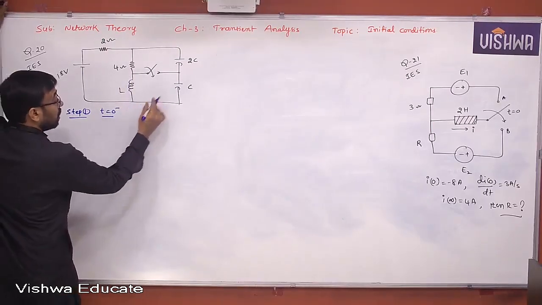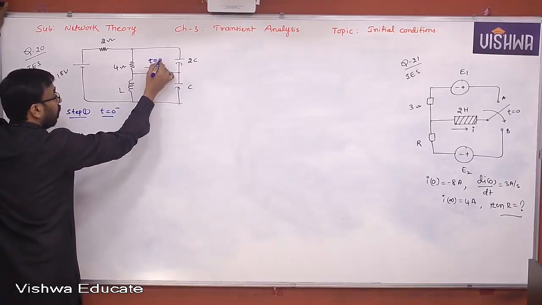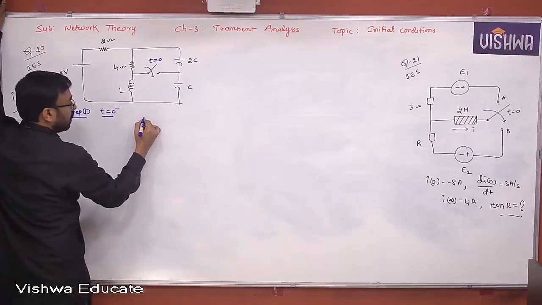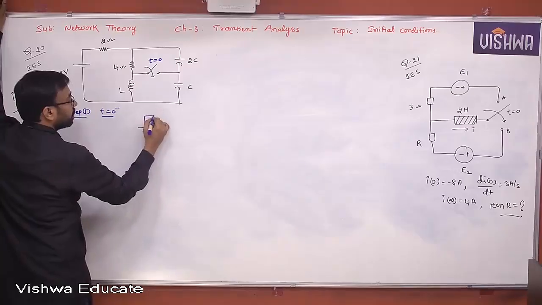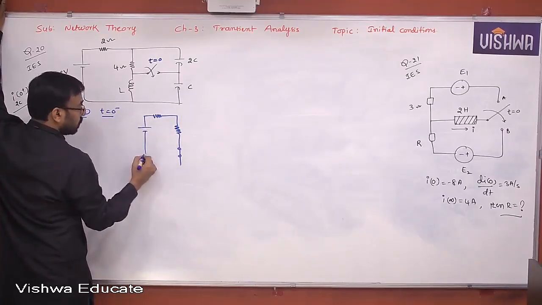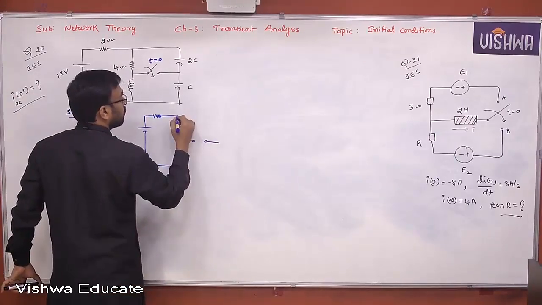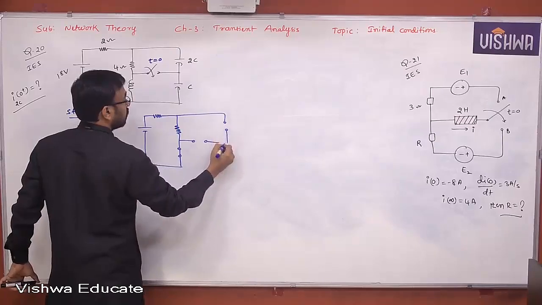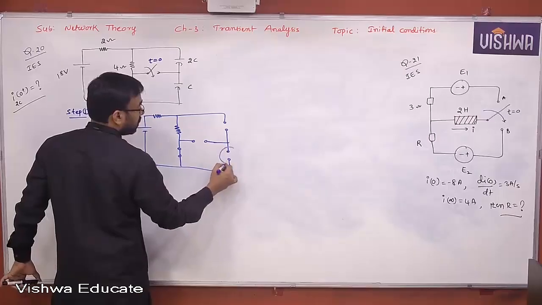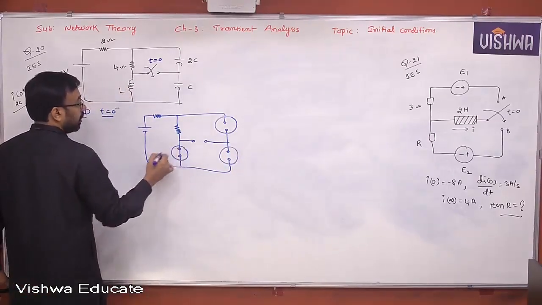Inductor is acting like a short. Capacitors are acting like open circuit. The switch is actually in open condition for t less than 0 or t equal to 0 minus. So what do you get here? I get something like this. Let me draw it clearly. This is open. Okay, this is capacitor C. This is 2C. This is inductor.